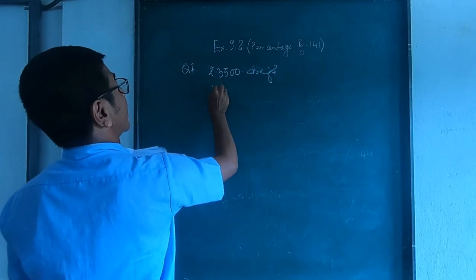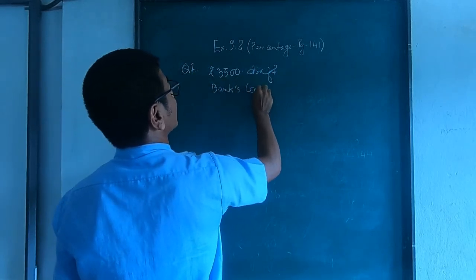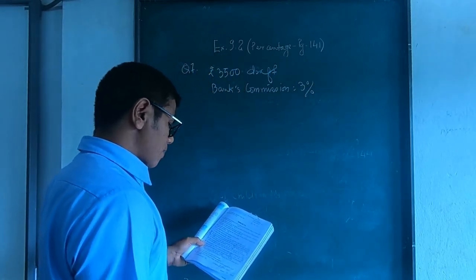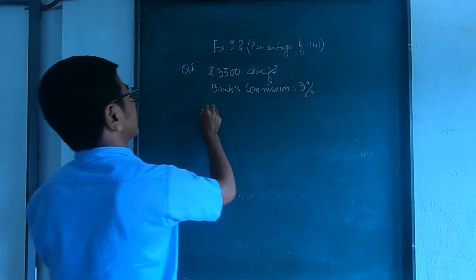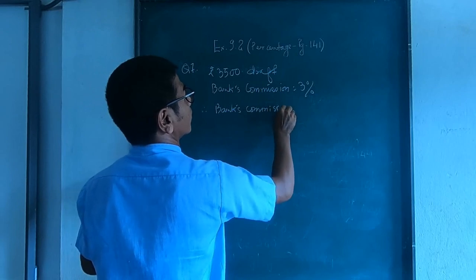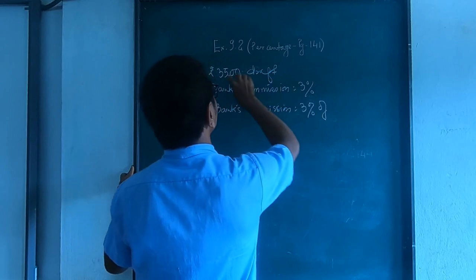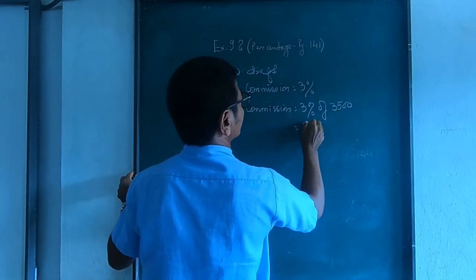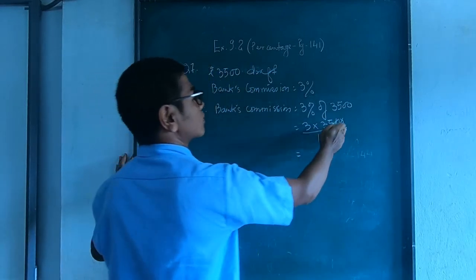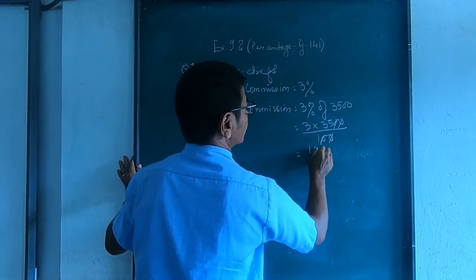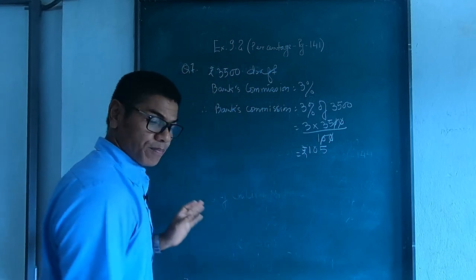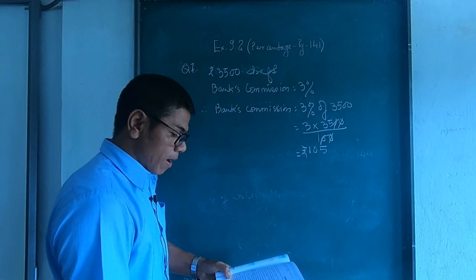If the bank's commission is equal to 3%, what is the total amount to be paid? Since the commission is 3%, let us find the bank's commission. Equal to 3% of this amount. So we strike off the zeros. So 35 threes, you will get 105. Rupees 105. So the question is, what is the total amount to be paid?